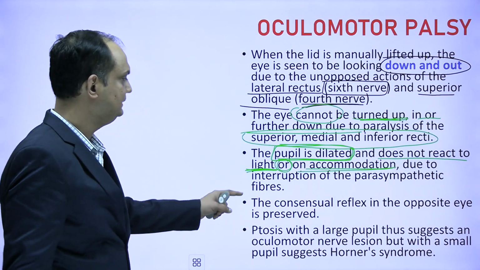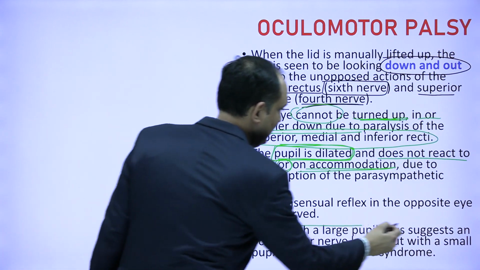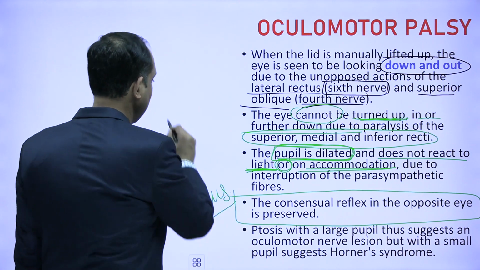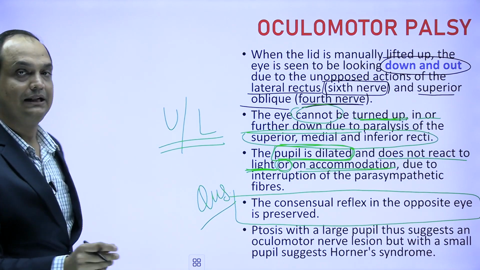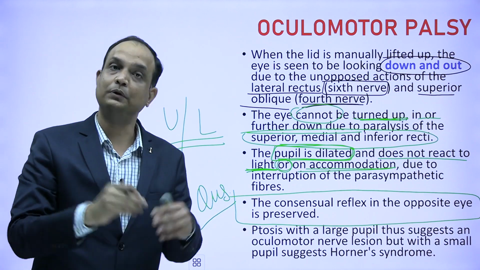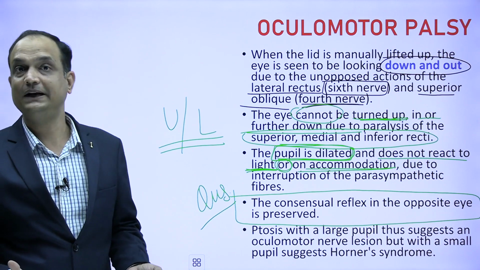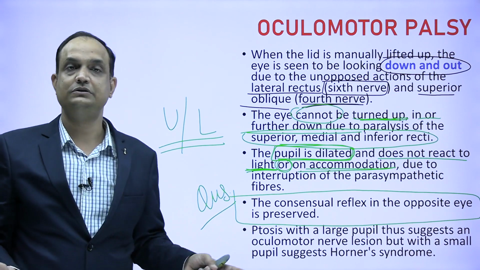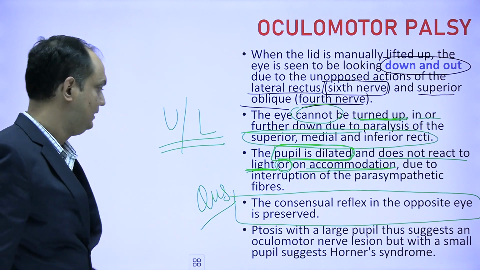Clear? The consensual light reflex is normal. Now, why is it normal? You have to understand that we are talking about unilateral oculomotor nerve injury. And I told you that the Edinger-Westphal nucleus of both sides is stimulated, so the light pathway is normal. The opposite side oculomotor nerve is normal, so the consensual reflex is preserved.